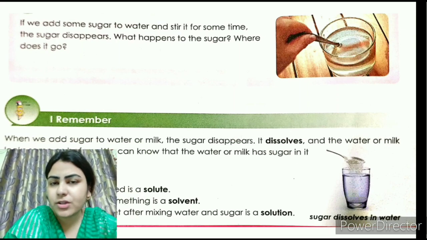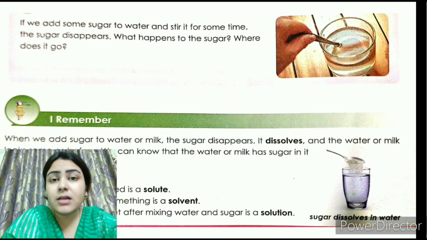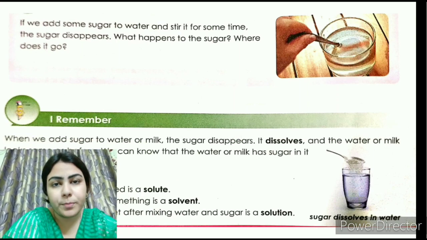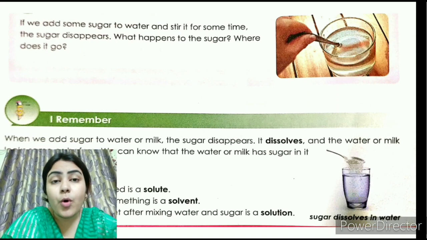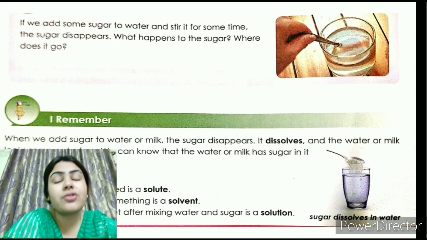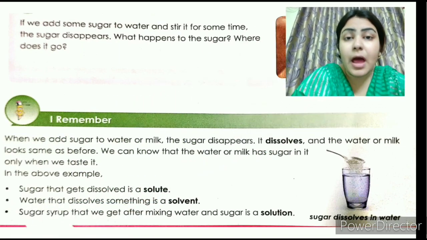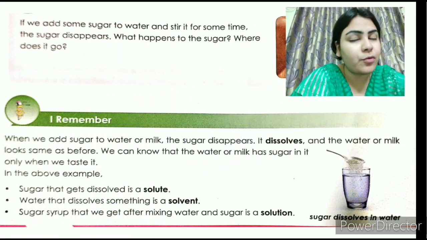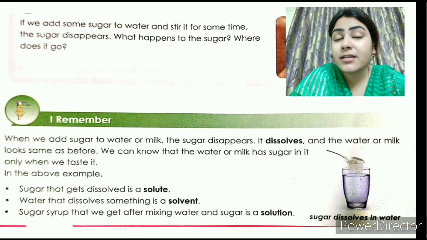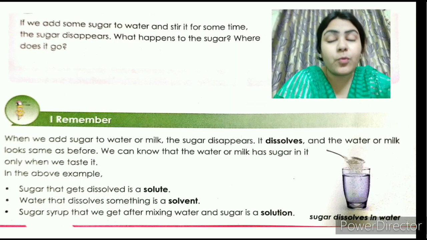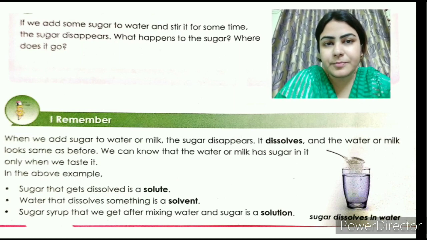There is a small question that is given. If we add some sugar to water and stir it for some time, the sugar disappears. What happens to this sugar and where does it go? Now, obviously, if we just read the I remember part, we can easily get an answer. But how would it be if we can actually do the experiment and see what result we are going to have?